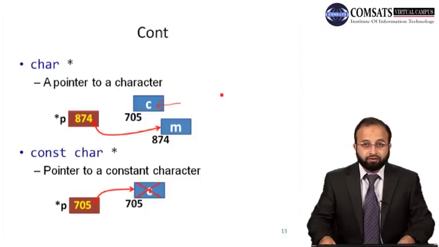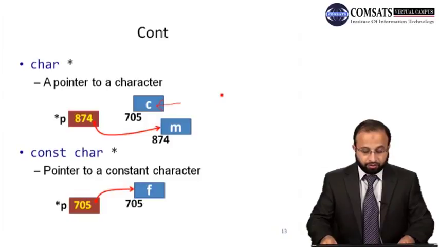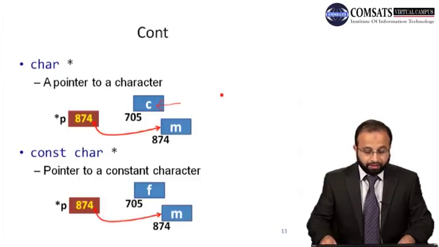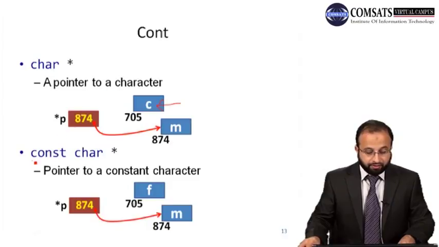You cannot change the value of the character stored in that memory location. So we have the previous character f, we cannot change its value, right? That is not allowable. And what about the other thing? We have another memory location where we store a character m whose address is 874. We assign that address to a pointer. That is possible. We can assign that address to a pointer and then the pointer points to this new memory location, because in this case the character is constant, the pointer is not constant, right?